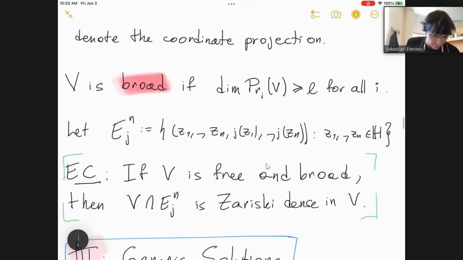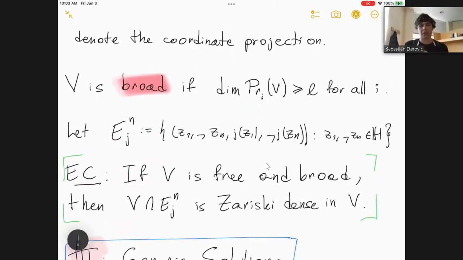And now I come to the existential closedness conjecture. If the variety is free and broad, then the intersection with the graph of the J function should be Zariski dense. That's existential closedness. So why this free and broad? What's going on? Well, what is freeness doing here?